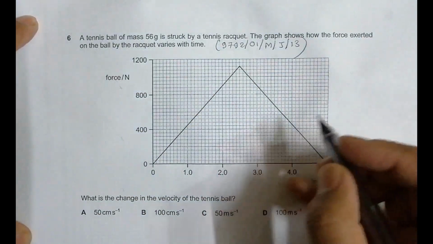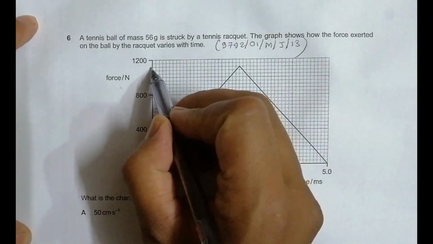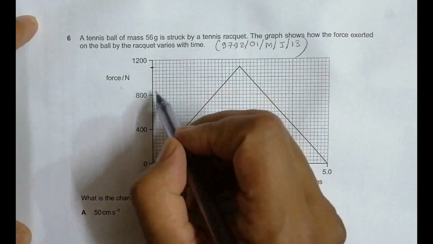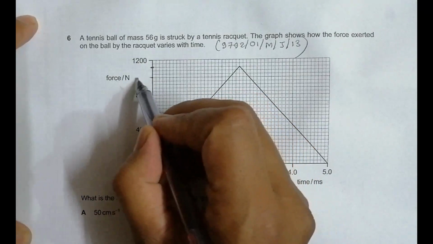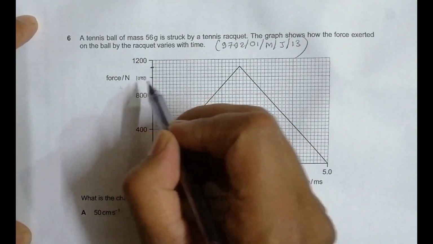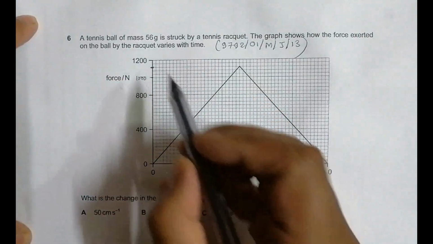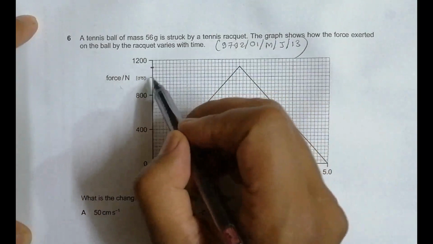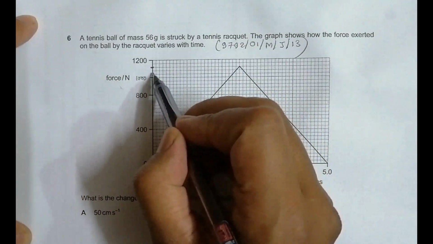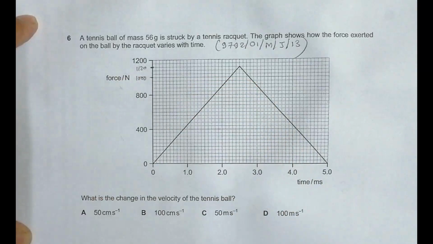What we have to first do is find the maximum force here. The maximum force will be somewhere here. So 800, 1200, so the middle should be 1000. There are 5 divisions between 1000 and 1200, so it should be 40 each. So it should be 1040, 1080 and 1120. So this is 1120 Newton.